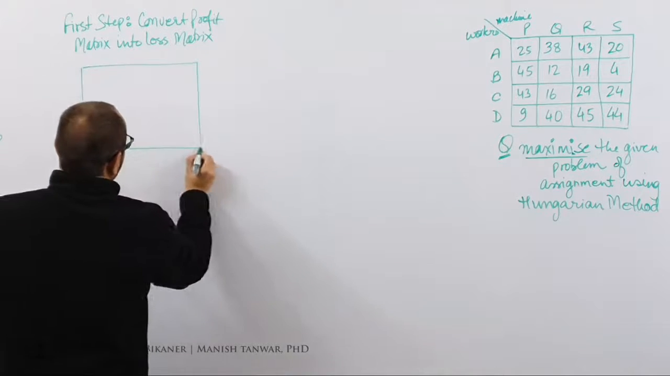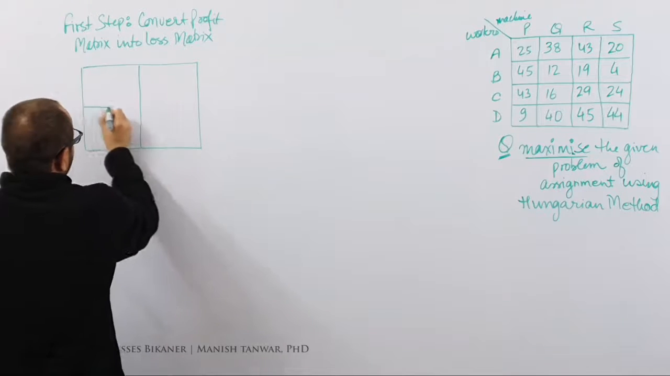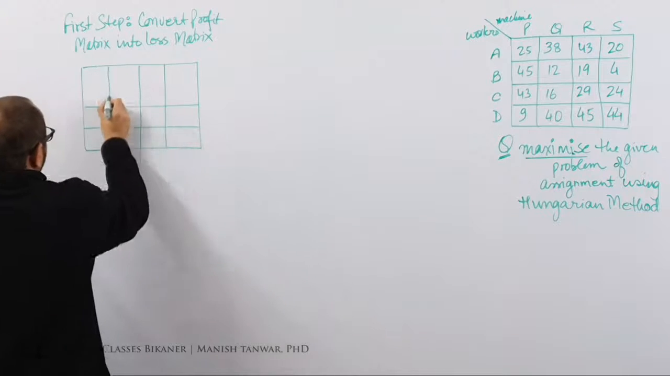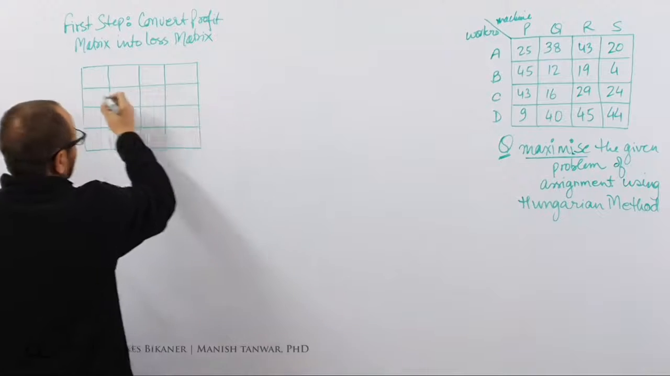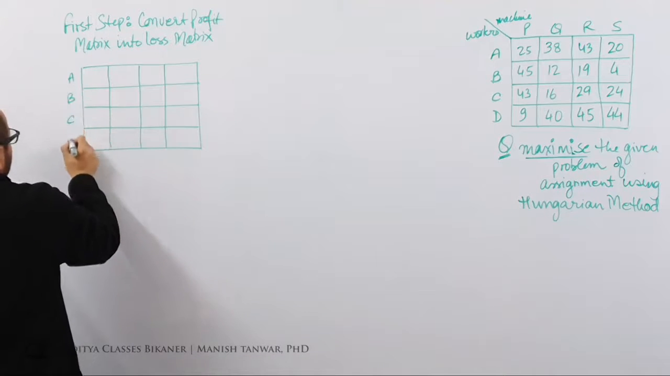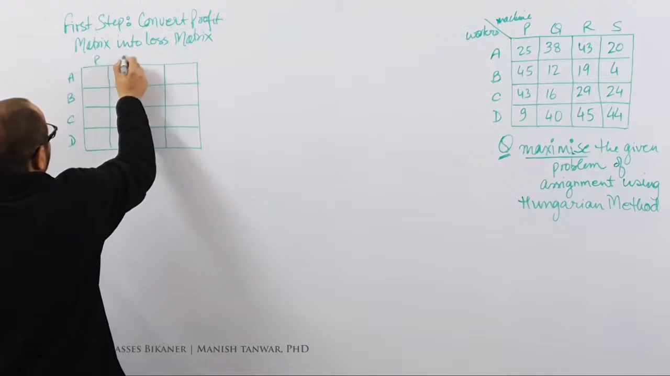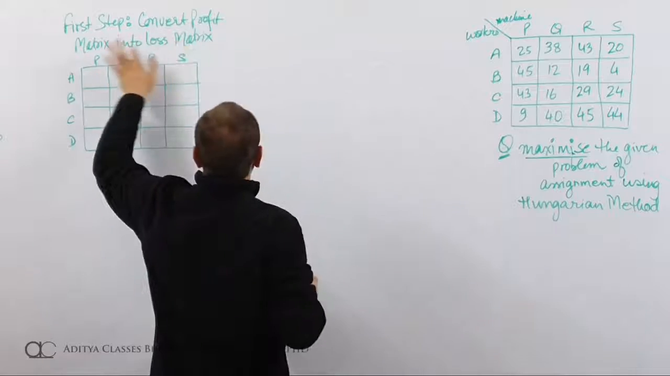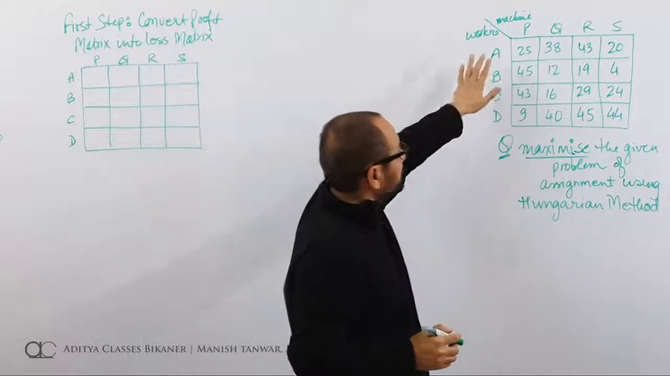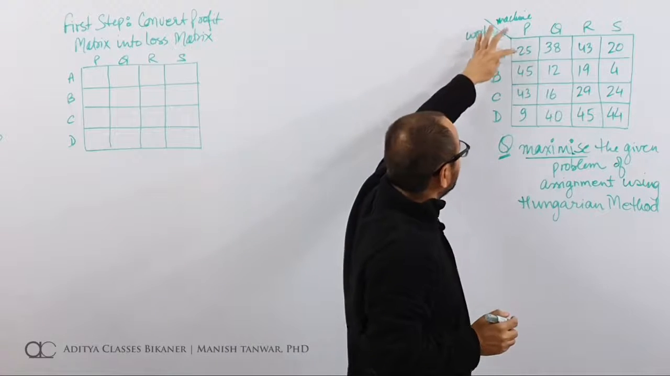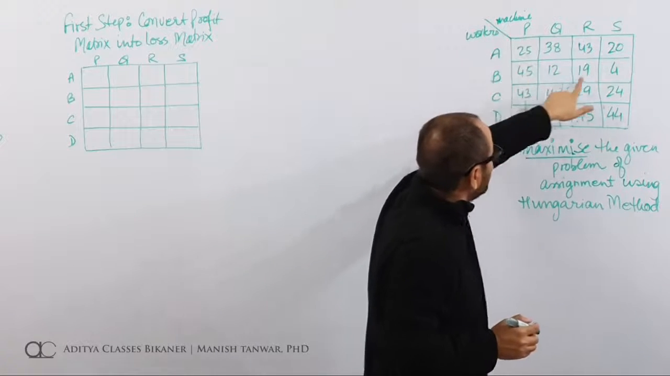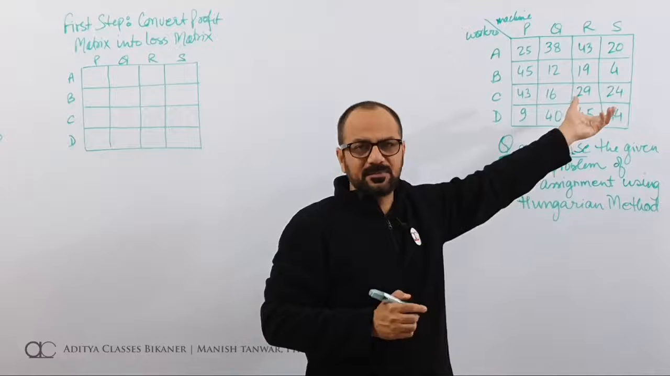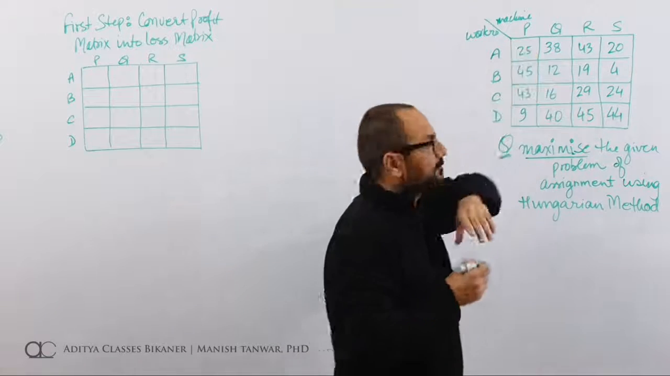Let us prepare a blank matrix where we will transfer those values. What are we calling them? A, B, C and D, P, Q, R and S. Convert the profit matrix into a loss matrix. This is a profit matrix, I'll convert it into loss by subtracting all values from the maximum. The maximum value in this matrix is 45. So subtract all values from 45.